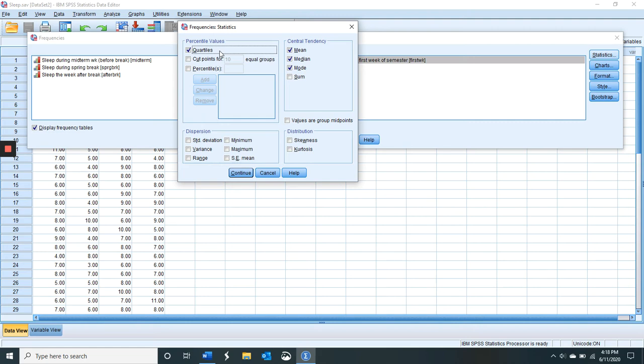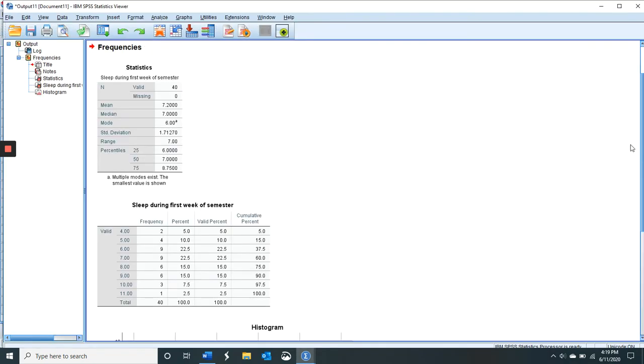The IQR, interquartile range, is Q3 minus Q1. So you want those quartiles. We also want standard deviation. We don't need to do variance because standard deviation and variance are roughly the same thing. Standard deviation is the thing that we use of those two. And then we want the range. And so now we have the three measures of variability: range, standard deviation, and we're going to have to calculate the IQR, and I'll show you how to do that. So press continue and press OK.